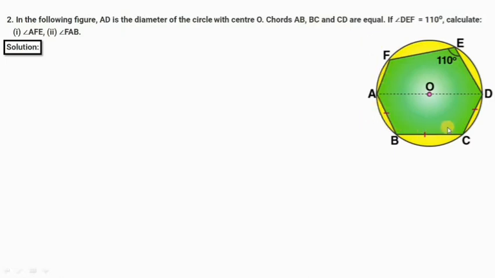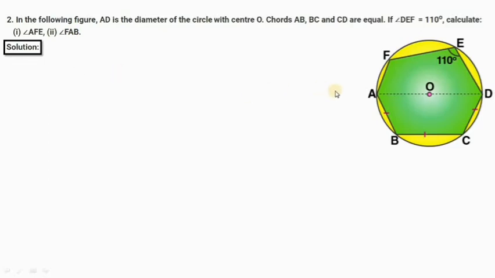So AB, BC and CD are given to be equal, and DEF is given to be 110. So we need to calculate AFE. No, this is AEF. All right, so please make the correction. So this is AEF and second is FAB. So we need to calculate these two angles here. All right, so let us see how to do that.